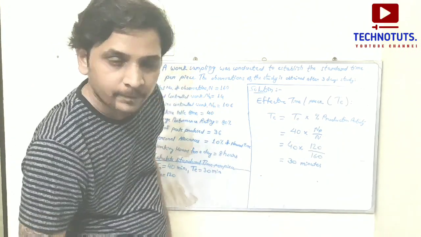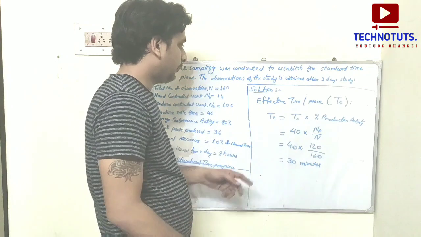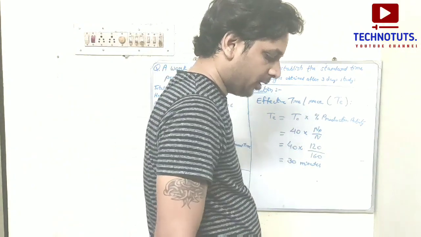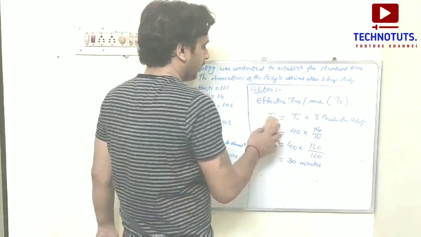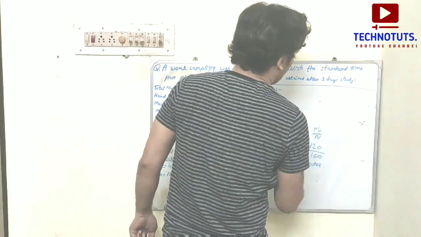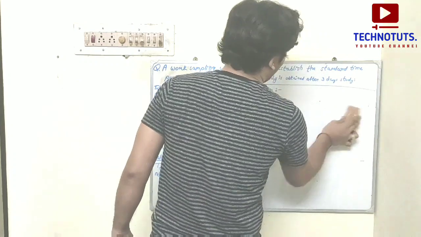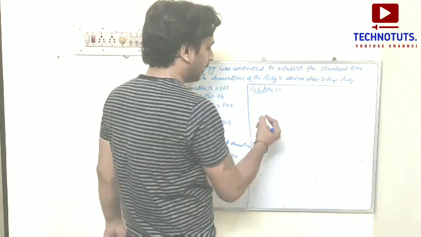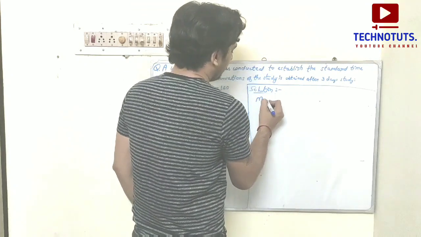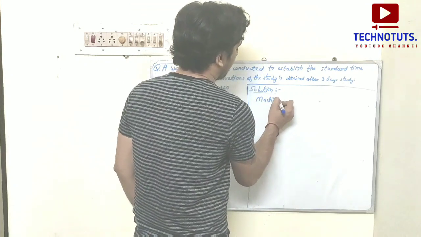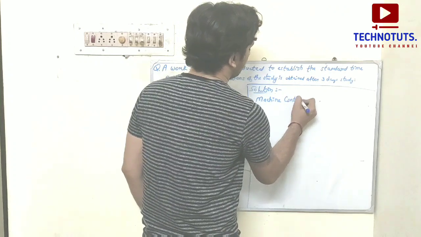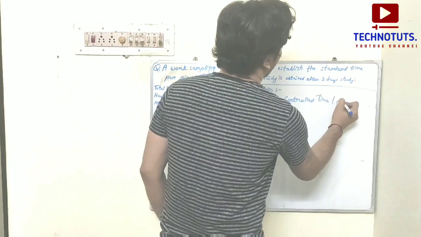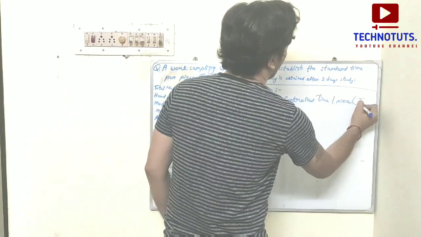Okay. Now, when we have obtained effective time per piece, we can calculate the machine controlled time. So let us calculate the machine controlled time per piece denoted by TM.